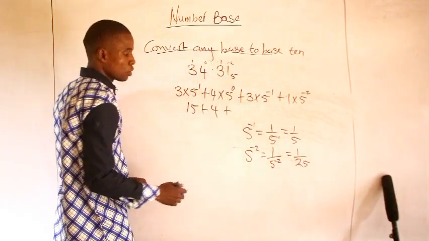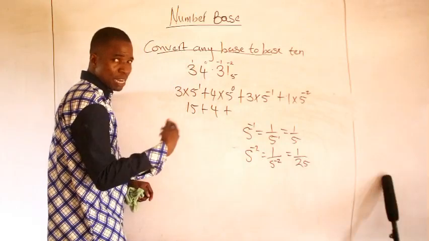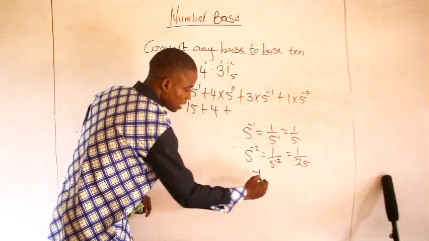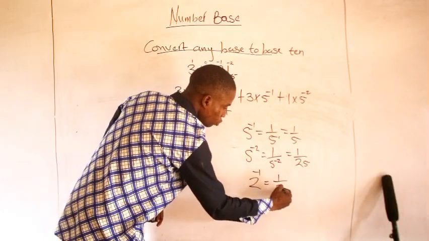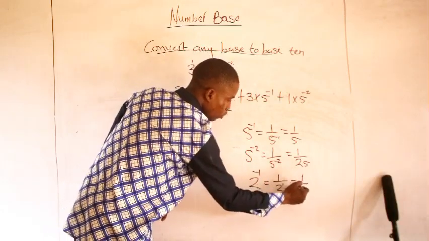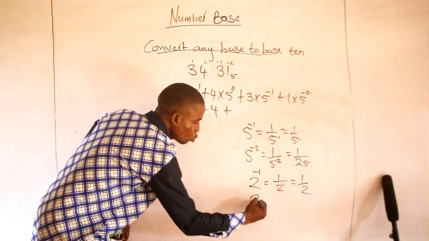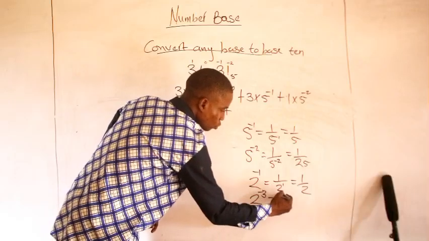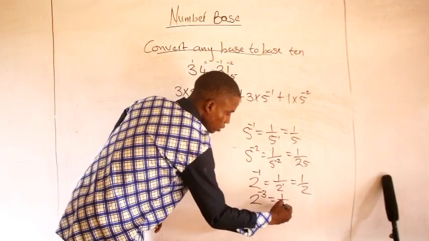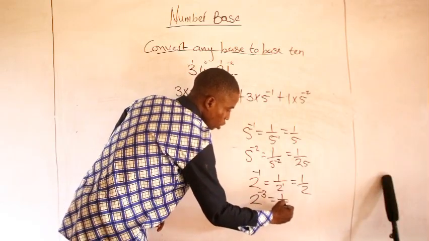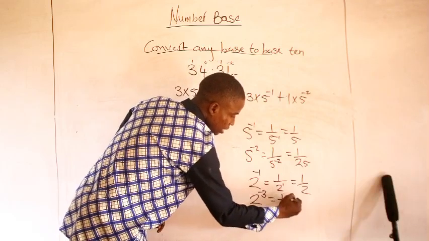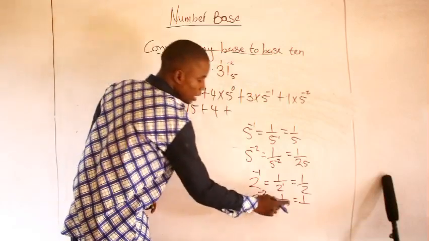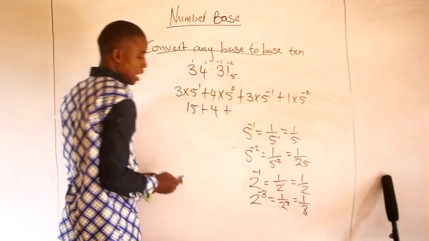Are you getting me now? Let me explain another one. When you have 2 to the power -1, it's still the same thing as 1 all over 2. Or when you have 2 to the power -3, it's still the same thing as 1 all over 2 to the power 3, which is 1 all over 8. Are you getting me now?